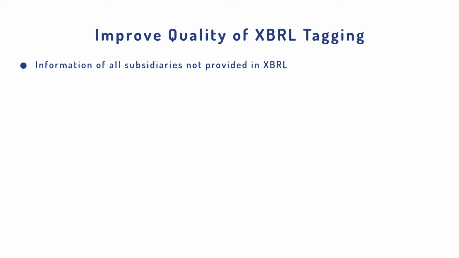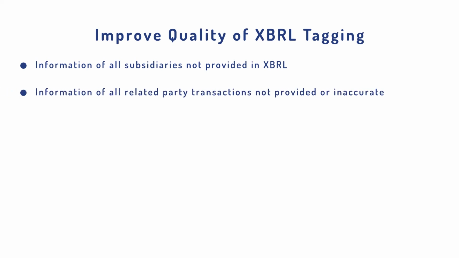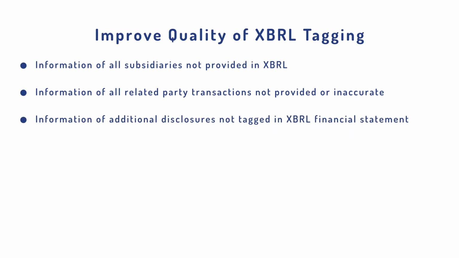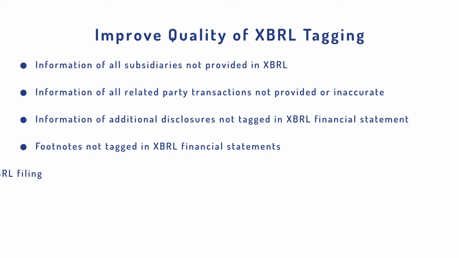Second, information of all related party transactions not provided or inaccurate disclosures given in XBRL financial statements. Third is related to information of additional disclosures not tagged in XBRL financial statement tags, like foreign exchange information, segments, contingent liabilities, commitments, etc. Coming to the fourth, which is footnotes not tagged in XBRL financial statements when information is tagged in heads like others. Fifth is different presentations in PDF and XBRL filing.